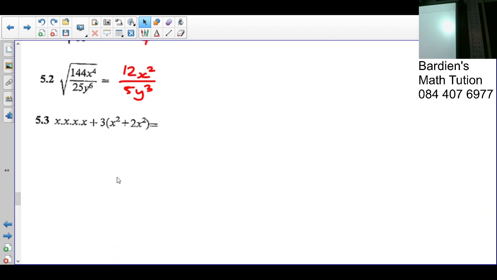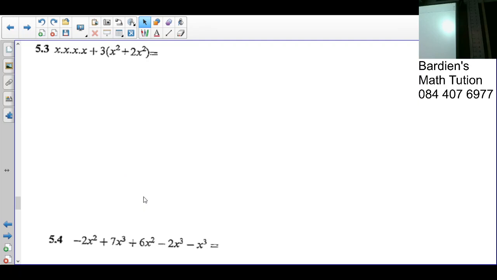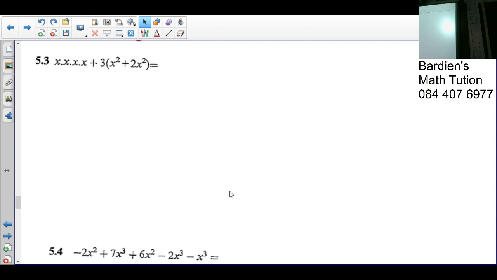5.3. How many terms are here? Two terms. What separates terms? Plus and minus. You see 3, why? Because of the bracket. This is considered as one term. Remember, plus and minus signs separate terms, so it's 1 and 2. 2 terms.